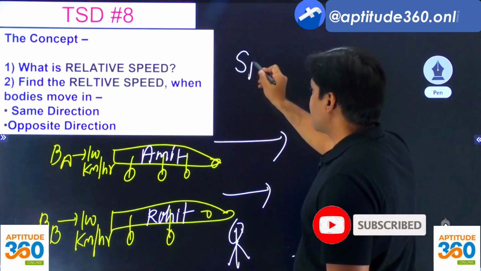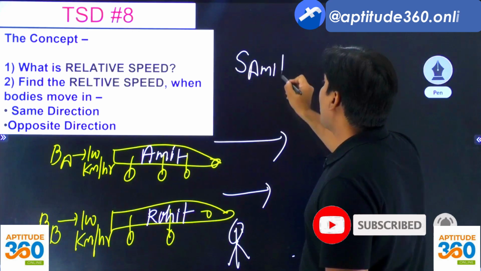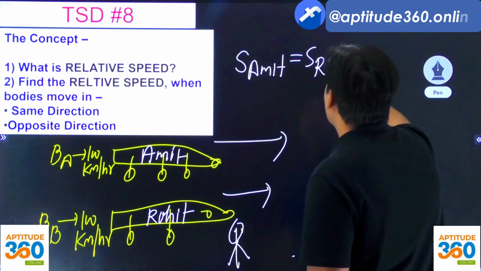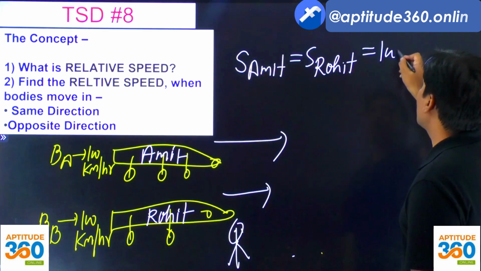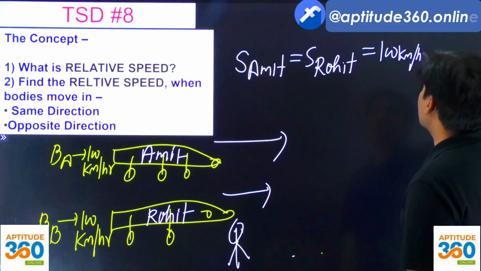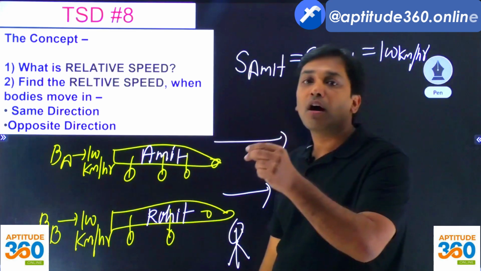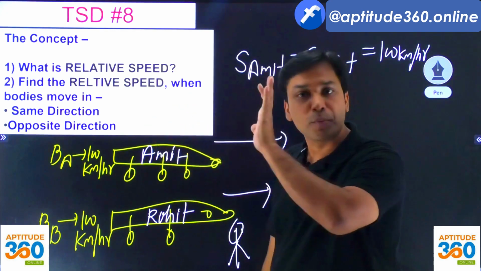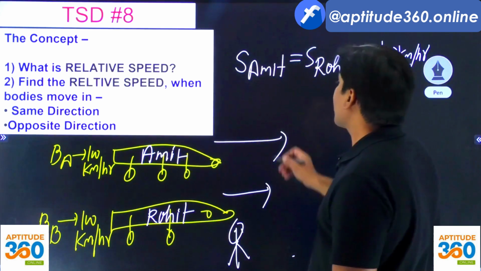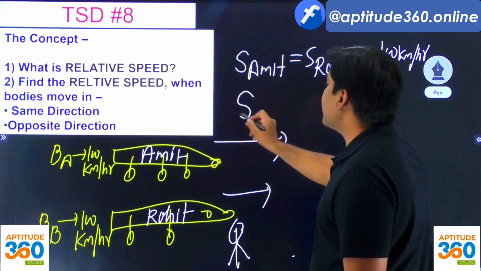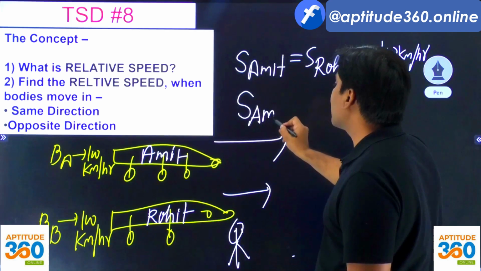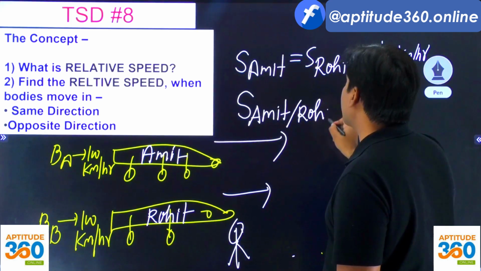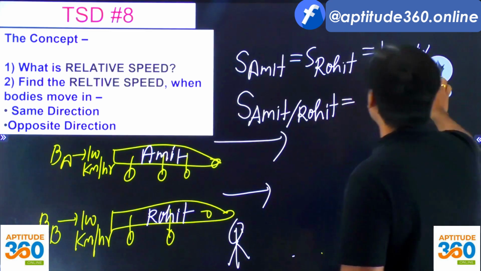So speed of Amit and speed of Rohit is 100 kilometers per hour provided we take the reference point as earth. अर्थ के रेफरेंस में देखेंगे तो both of them are moving with 100 kilometers per hour. But if I need to find out speed of Amit with reference to Rohit, आपको क्या दिखेगा? This is nothing but 0.